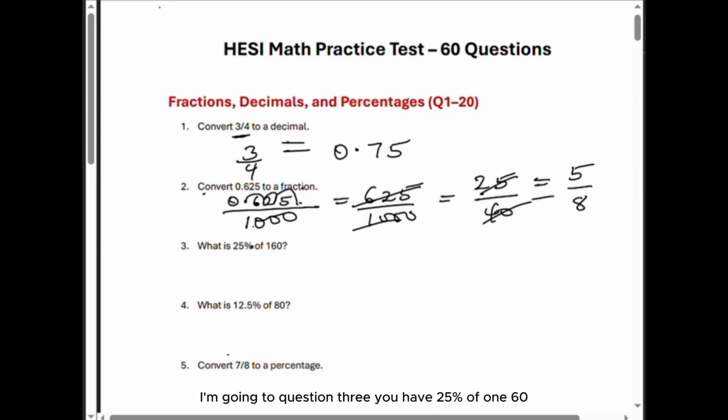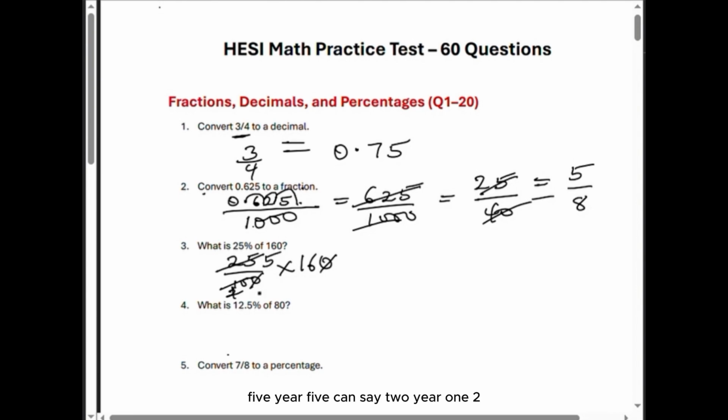And going to question 3, you have 25% of 160. You have 0 here, cancel this. And you can just say okay, 5 here, 2, 5 here, 5. You can say 2 here, 1, 2 here, 8, and you can have this as 40, right? So simple. Question 4, what is 12.5 over 100 of 80?